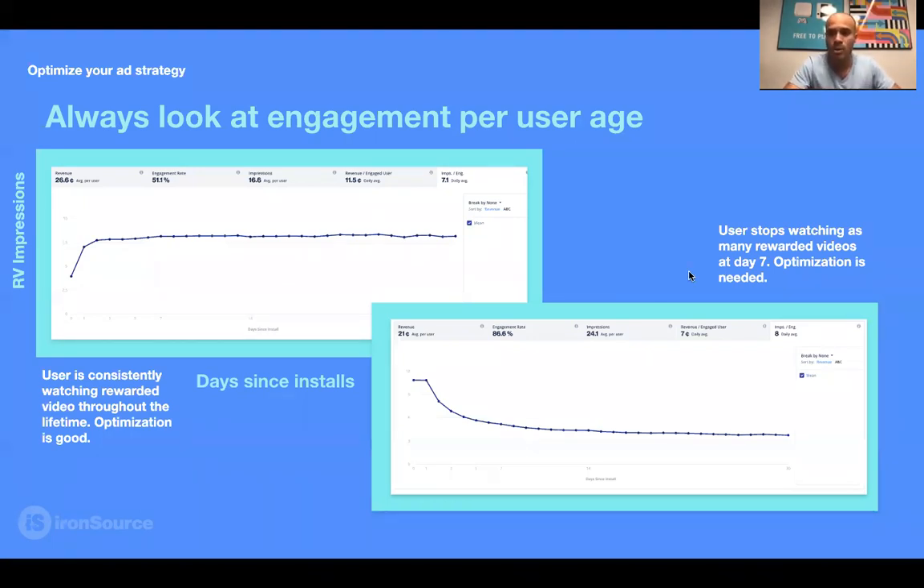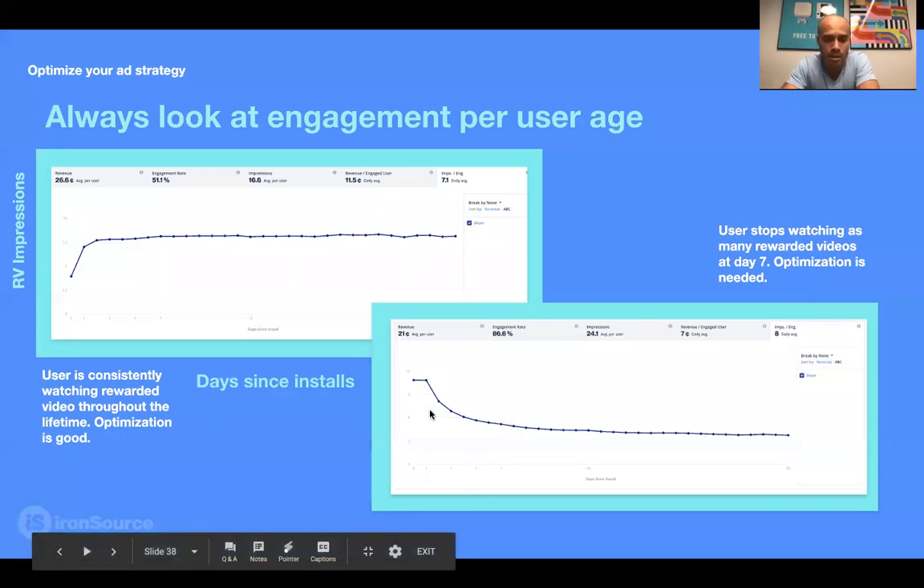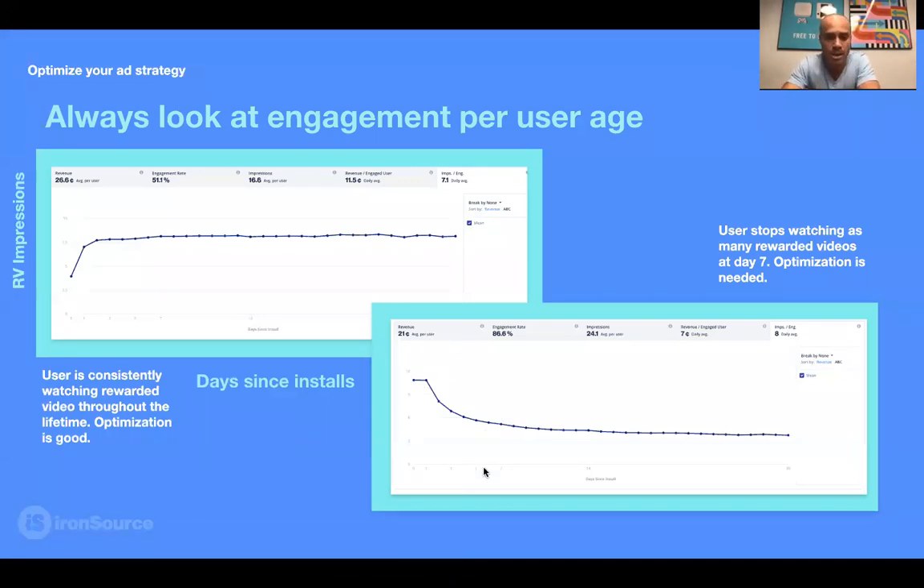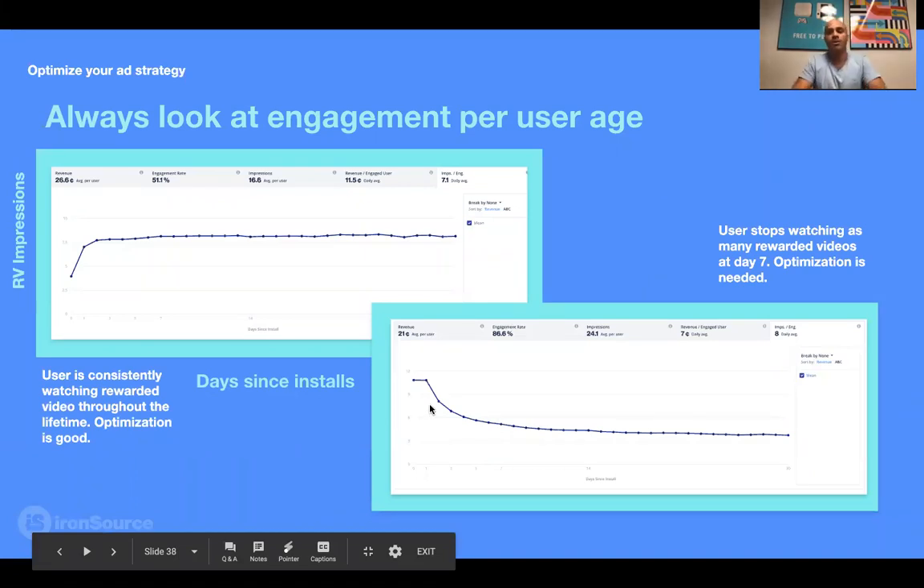Another example is what I said about rewarded video. What you should look at is not only the average engagement rate of rewarded video, but the average engagement rate in day one, day two, day three. Maybe you will find exactly on which day you have a drop. This is an example of two different games. One is able to maintain the impressions of the engaged users throughout the lifetime of the user. You see day 1 or day 30, about the same. It's a different game where in the first day, the engagement is good, but it just drops very quickly. Probably it didn't adjust its rewarded video implementation to the level of the game after the user plays more than 1 day.